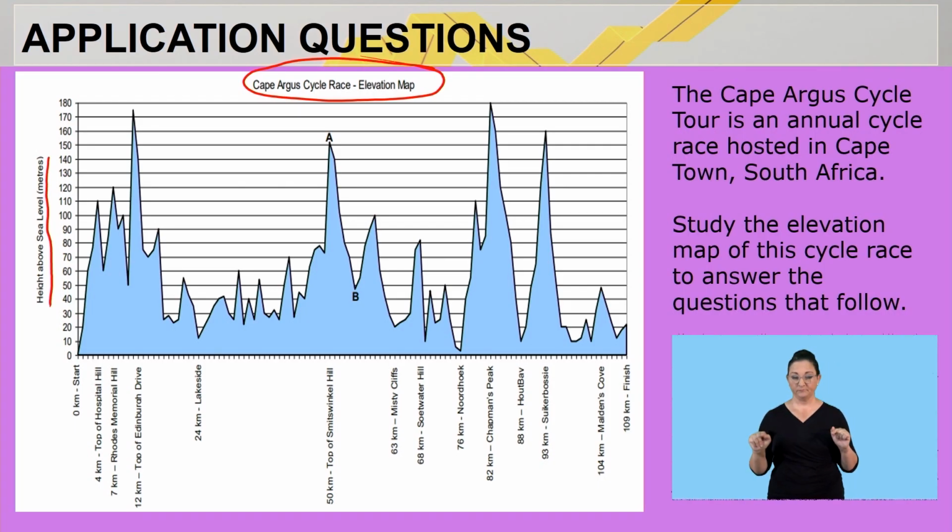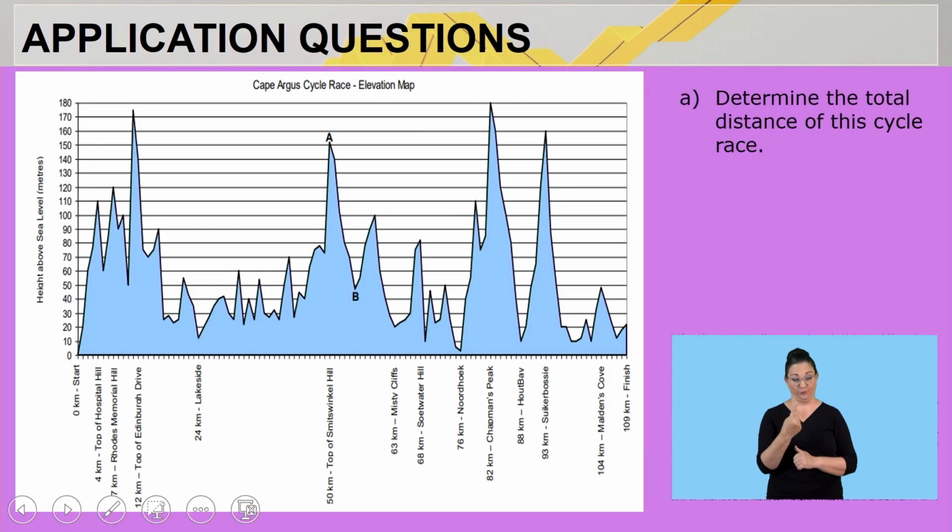And then here we have the start of the cycle race, which is at 0 kilometers. And then we have the finish here, okay? And in between, we also see that distances and names of places are indicated to us. What is important with this elevation map is where we see our uphills and our downhills, for example. Guys, are we clear? So now let's look at our first question.